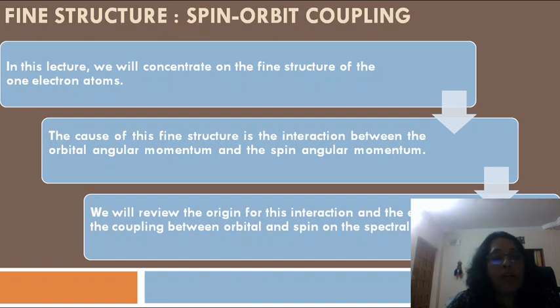For understanding this, we will have to review certain origins of interaction and the effect of coupling between orbital and spin, and then its effect on the spectral lines. So I expect you will understand these three points in the next two lectures. One is taking a basic background about spin momentum, then orbital momentum, and what results come out when spin and orbital momentum are coupled together.